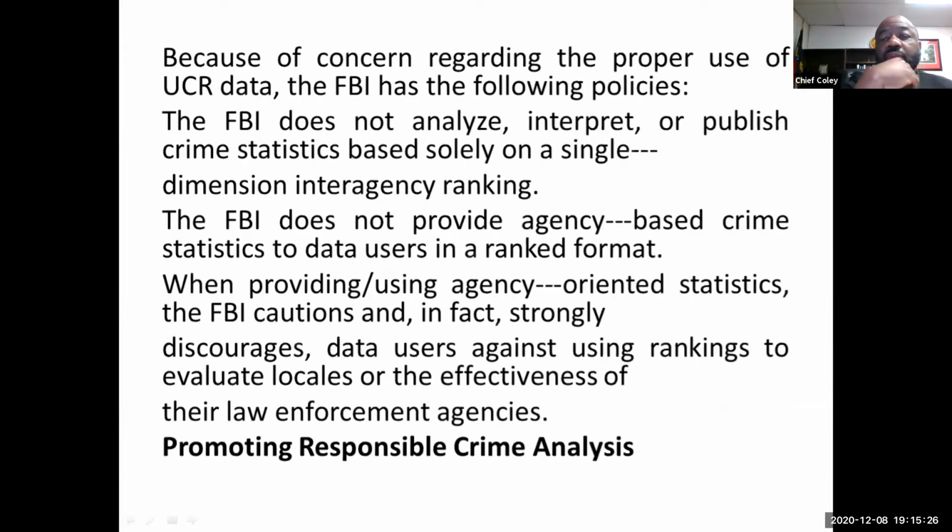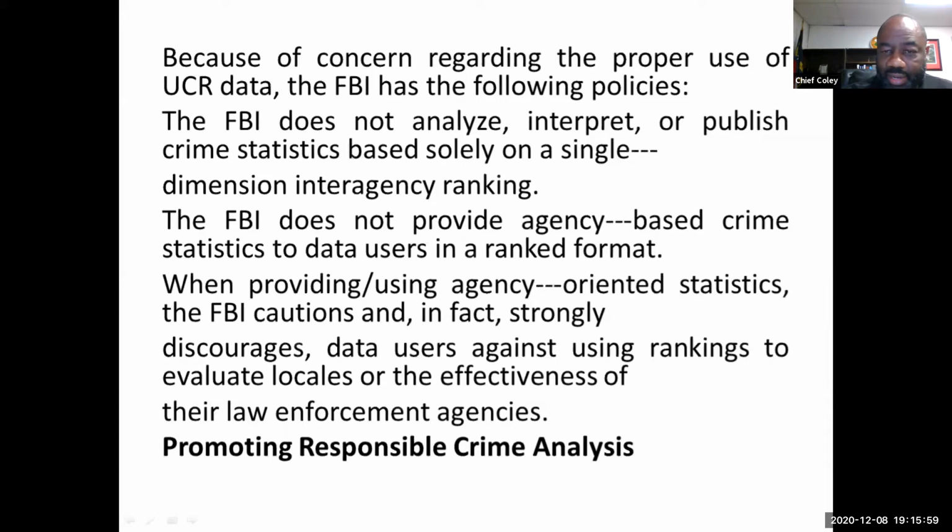Because of concerns regarding the proper use of UCR data, the FBI has the following policies. The FBI does not analyze, interpret, or publish crime statistics based solely on a single dimension interagency ranking. The FBI does provide agency-based crime statistics to data users in a ranked format. When providing agency-oriented statistics, the FBI cautions and in fact strongly discourages data users against using rankings to evaluate locales or the effectiveness of their law enforcement agencies, promoting responsible crime analysis.